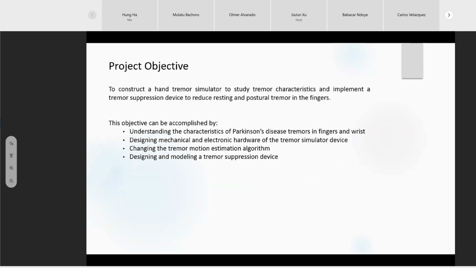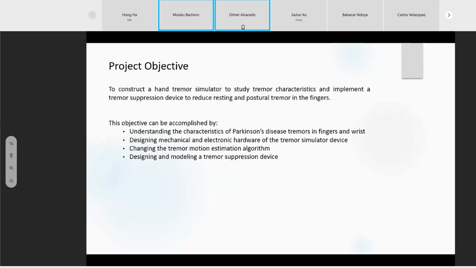Despite this constraint, we approached this problem by constructing a tremor simulator that we can use to study the behavior of Parkinson's disease, and that we can also use to implement a hand tremor suppression device to minimize tremors in the fingers.